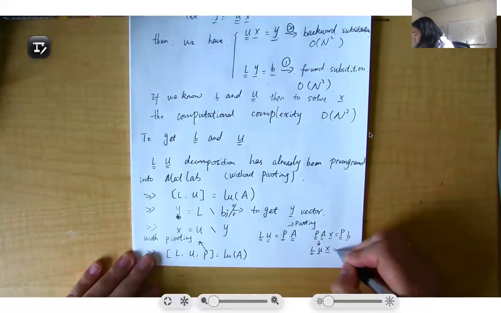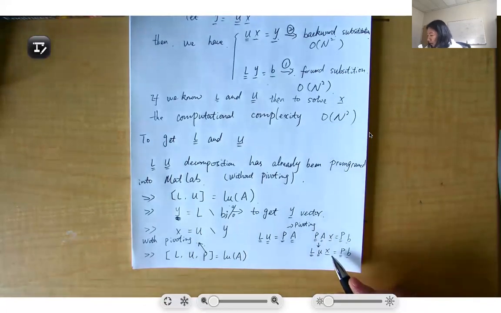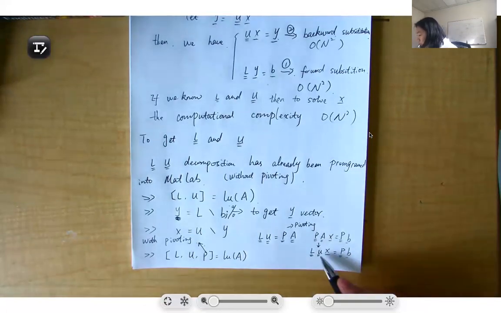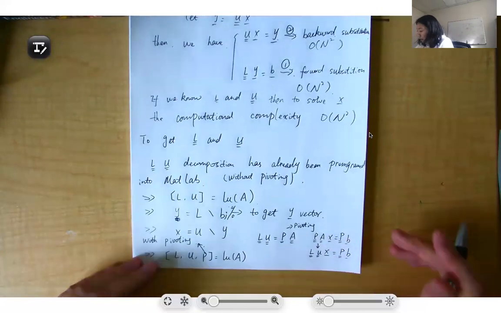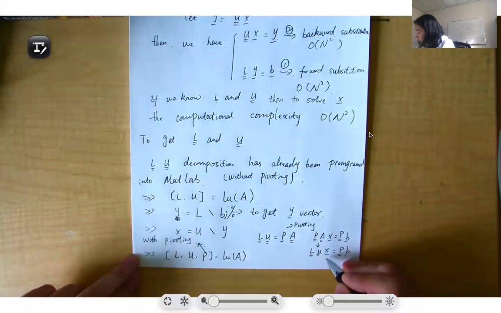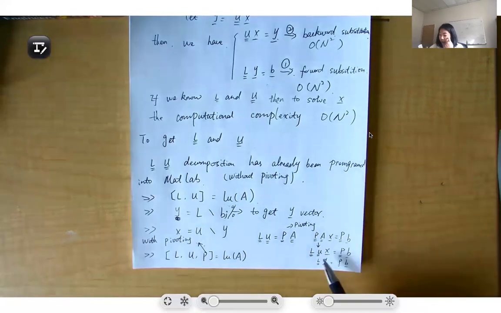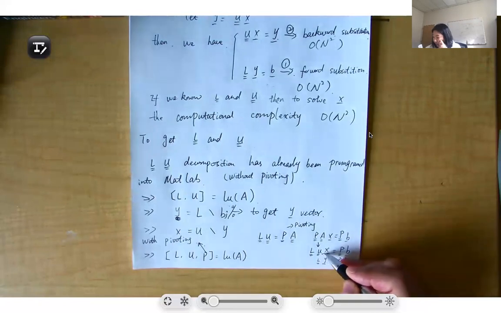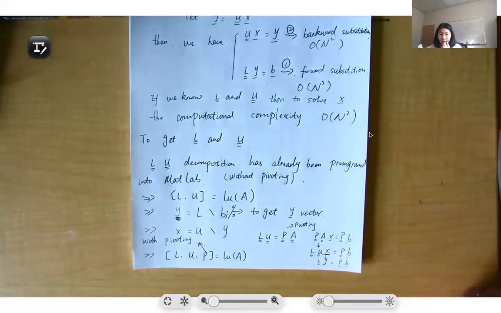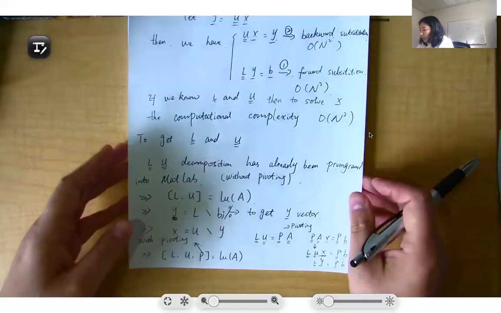So that leads to LUx equals to PB. Then in order to solve, let Ux equal to y. You need to have Ly equal to PB. Ux is equal to y. Then you do Ly equals to PB.